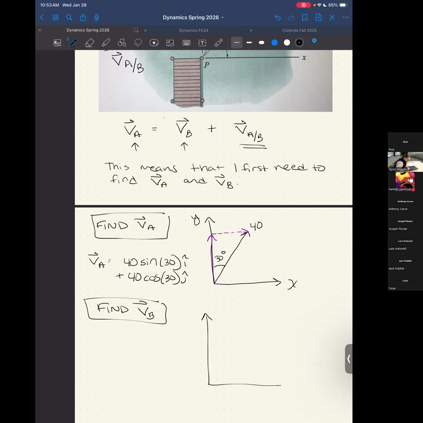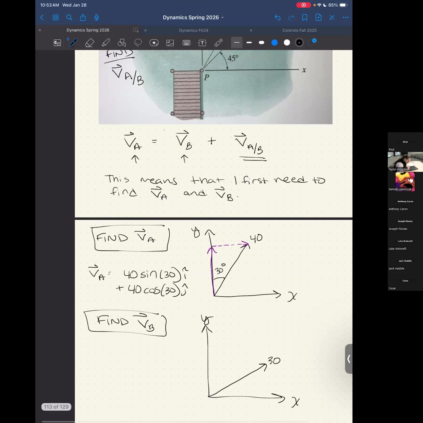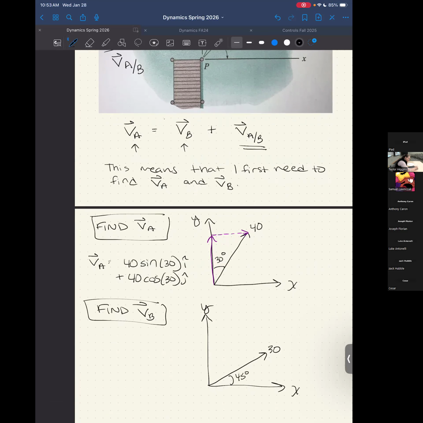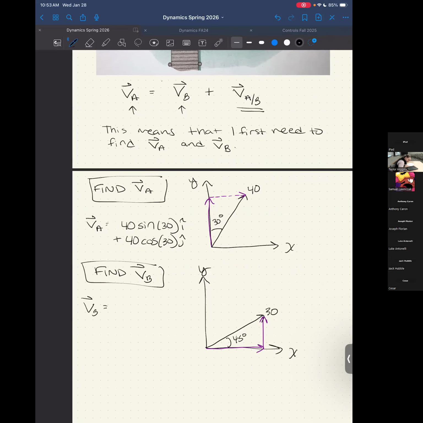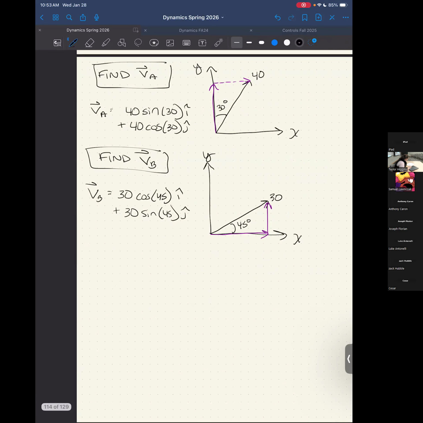Let's find VB. Draw a similar picture, X, Y. This has a magnitude of 30, 45 degrees from the horizontal. Some component that goes to the right, some component that goes up. VB equals 30 cosine 45 i hat plus 30 sine 45 j hat. Now I can plug these into my relative velocity equation.